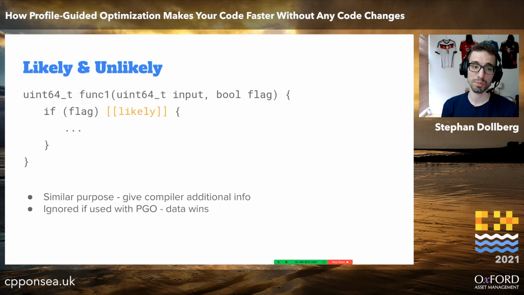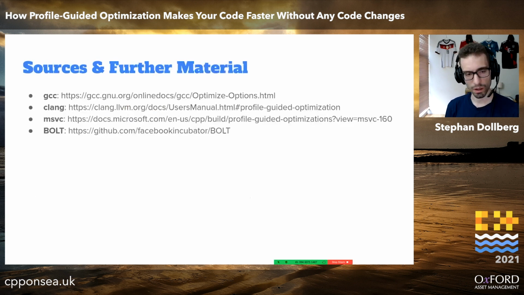And actually, if you use PGO, the compiler will ignore these annotations. Right. And to finish this off, sources for the material. Like I said, this talk was mostly focused on GCC. Clang is very similar. It has a few different flags, but the fundamental principle is the same. And it's also true for MSVC: just compile twice, train in between, and it does the job.